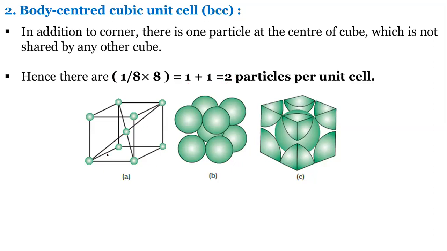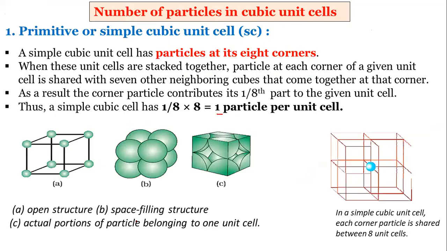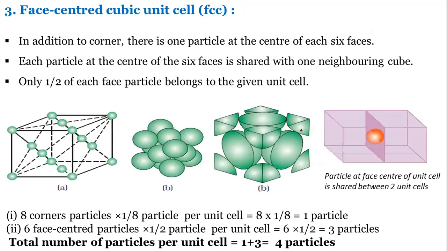We can see this is the open structure. This is the space filling structure, and this is the actual part. This is the same diagram as the previous one. This is the actual portion of the particle belonging to the body-centered cubic. You can see clearly that at the center of the body there is 1 particle, and 1/8 particle into 8 is equal to 1.